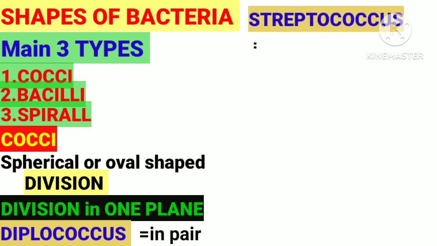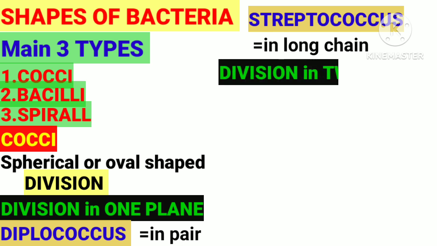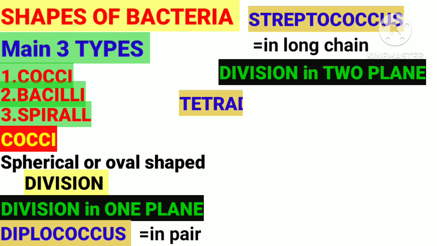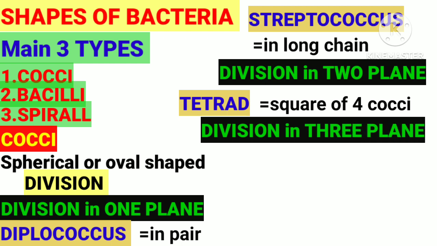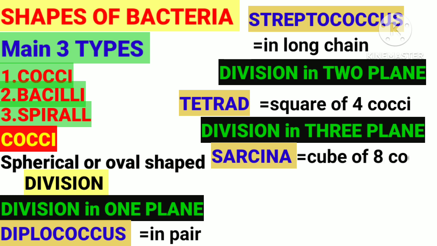Streptococcus. Cocci occurring in long chains are called Streptococcus. If division is in two planes, then tetrad occurs. Tetrad is a square of four cocci, called tetrad arrangement. If division is in three planes, then Sarcina arrangement occurs. Sarcina is a cube of 8 cocci.